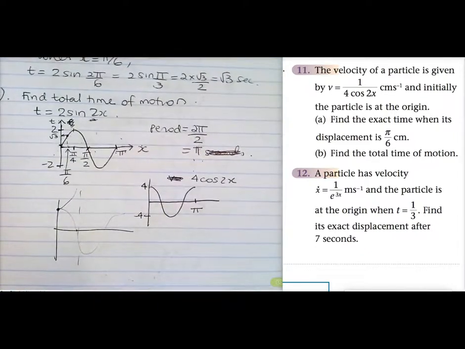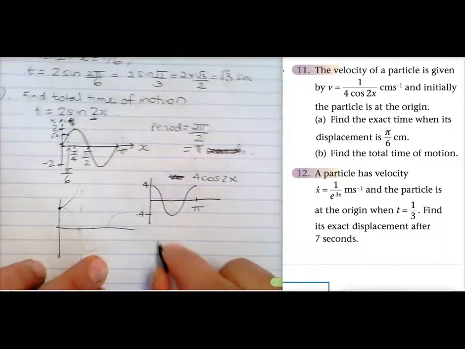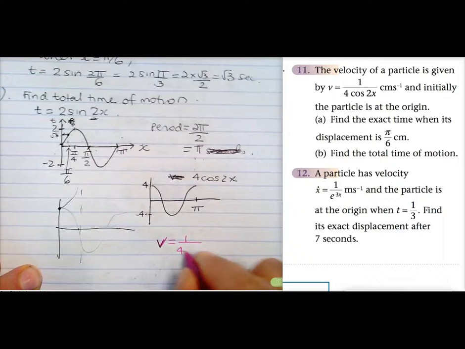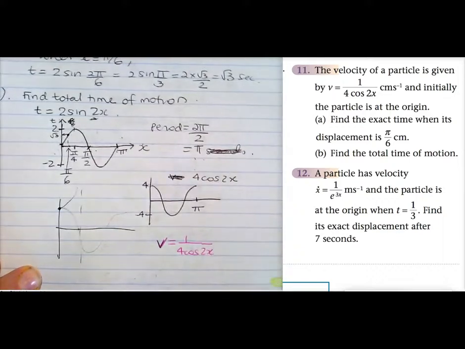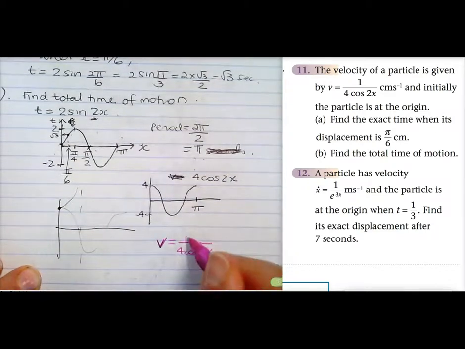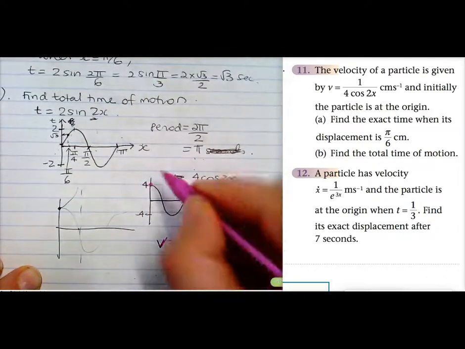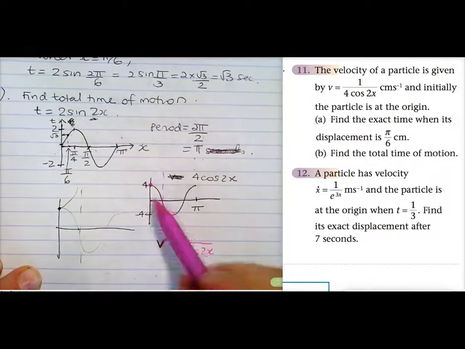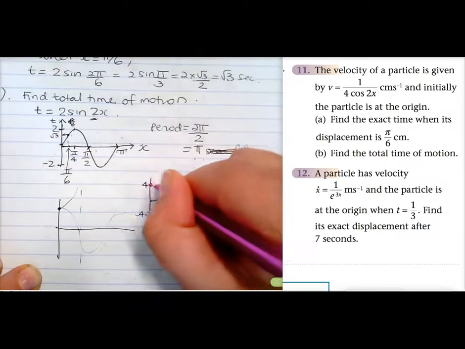In another colour, I'm going to draw v equals 1 over 4 cos 2x. Now that's just, what's the reciprocal of cos? Sec. It's just the sec curve. So looking at each point, 1 over, when x is 0, this is 1, so 1 over 1 is 1. You don't have to worry about what you're substituting. But 1 over 0 is undefined.